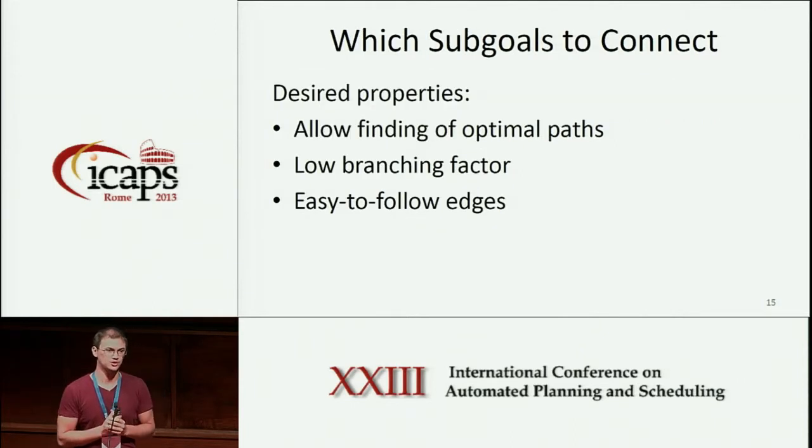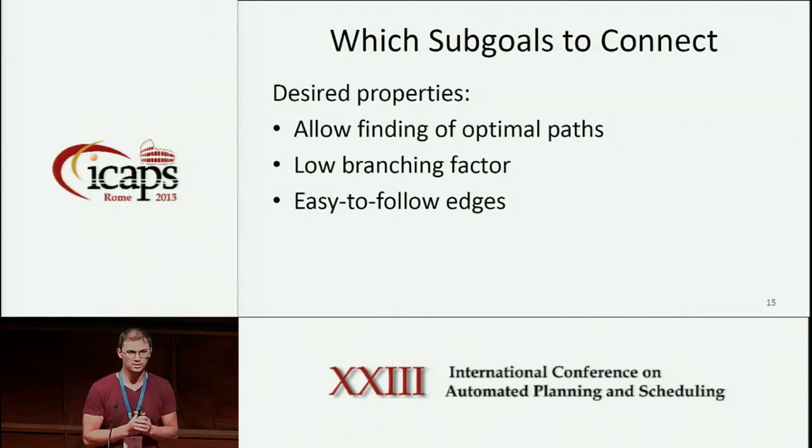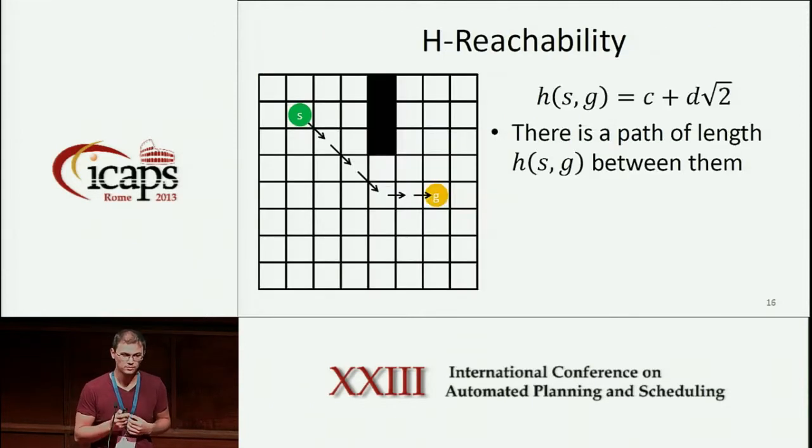So back to our question of which subgoals to connect. We want 3 properties. The first one is we want to be able to find optimal paths. The second one is we want a low branching factor, as low as we can get. And the third one is we want to find the low-level path fairly quickly after we have found the high-level path. So I'm going to build up to the definition that we use.